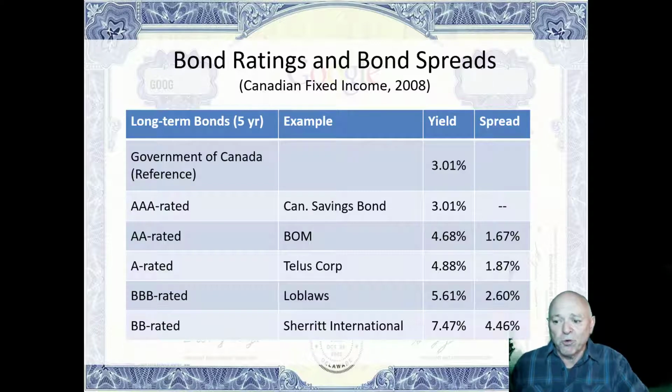That's 4.46% higher than the risk-free rate, or a 446 basis point spread in 2008. And I should say that's at the beginning of 2008, before we have a financial collapse.